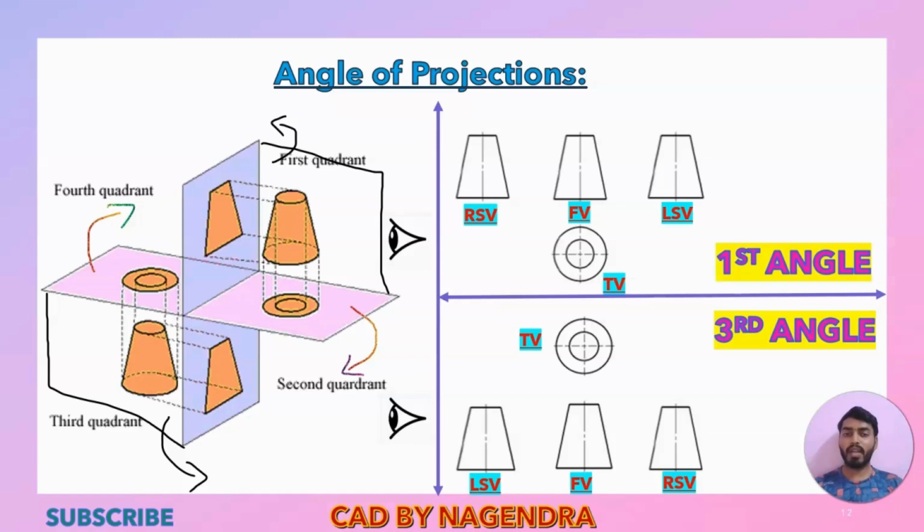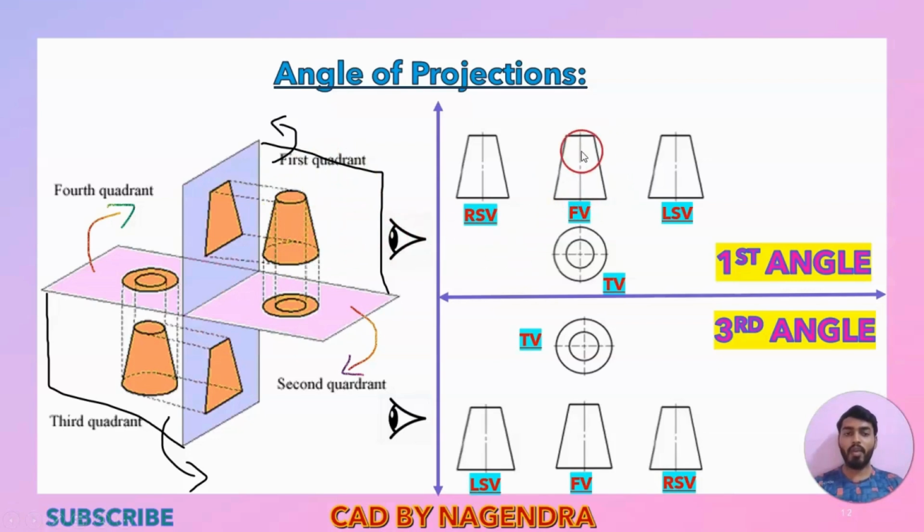Why we won't use second and fourth means, while rotating the planes of projection, the planes will overlap each other and we will get the same shapes. So we won't use the second and fourth angles of projection. Then in first angle of projection, the object will be placed between the plane of projection and the observer. So in first angle of projection, the object is placed in the first quadrant.